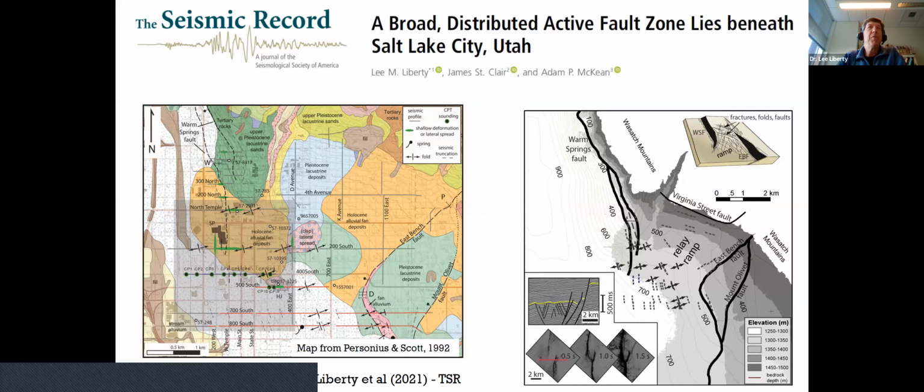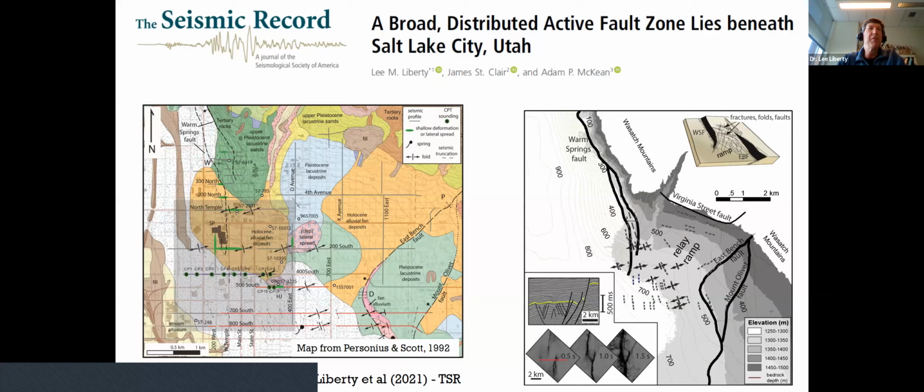So I'm going to start by talking about a study that we published this past year in the Seismic Record. We got it in the first issue. The title was "A Broad Distributed Active Fault Zone That Lies Beneath Salt Lake City, Utah." On the left, you can see the geologic map of Personius and Scott, with the superficial deposits, and this is my interpretation from all the seismic lines.